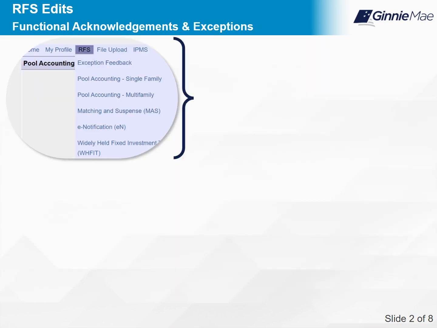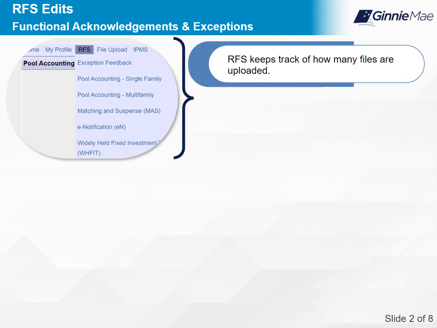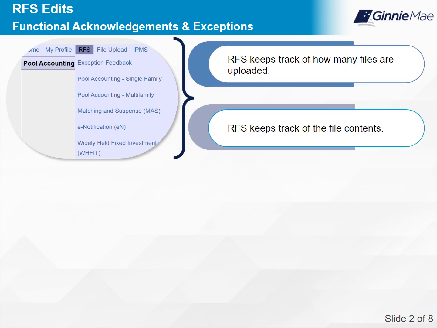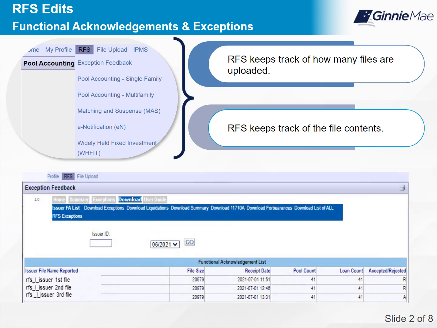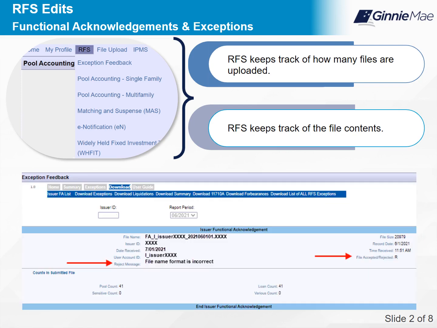Once the issuer uploads files to RFS, the system keeps track of how many files are uploaded and the file contents. You can confirm that your file successfully loaded by reviewing the Pool Accounting PA Functional Acknowledgements FA on either e-notification or the RFS FA screen. The PA Functional Acknowledgement informs the issuer about whether the file was accepted A or rejected R. The PA Exception Feedback file displays the exceptions, that is, errors, severity level, exception code, and exception field.